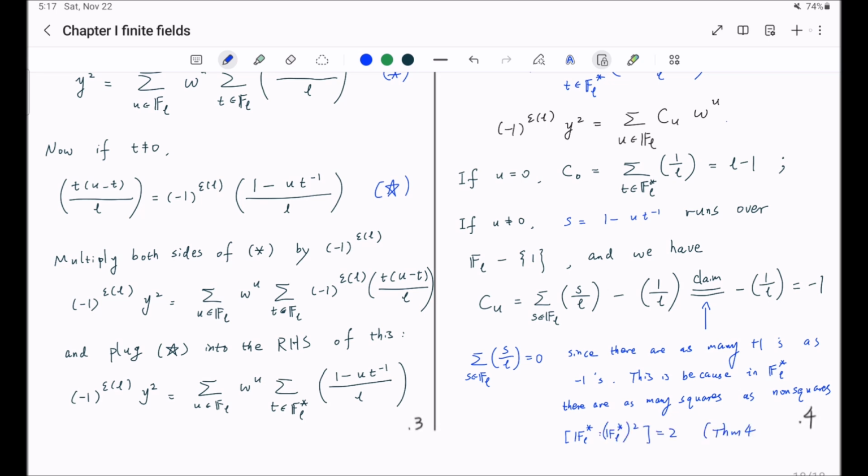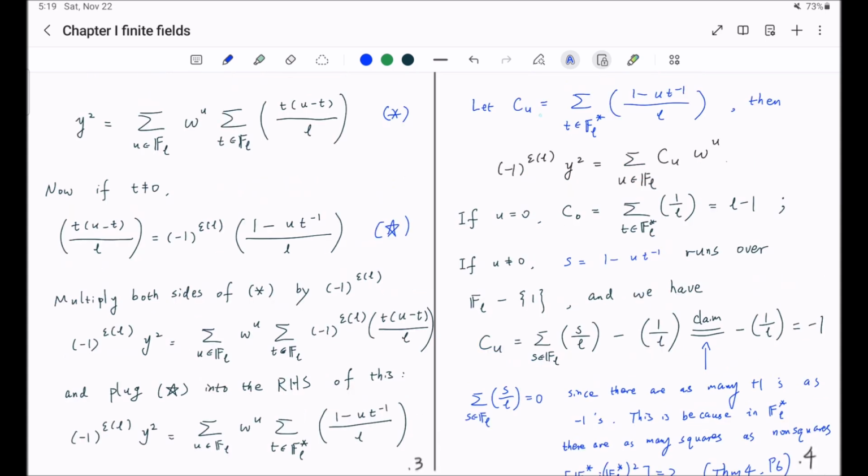So this is due to theorem 4 on page 6 of Sayre's book. So there are as many +1s as -1s. So the sum is equal to 0. Now to summarize, the c_u, namely this part, is equal to L minus 1 if u is equal to 0, and is equal to -1 if u is not equal to 0.